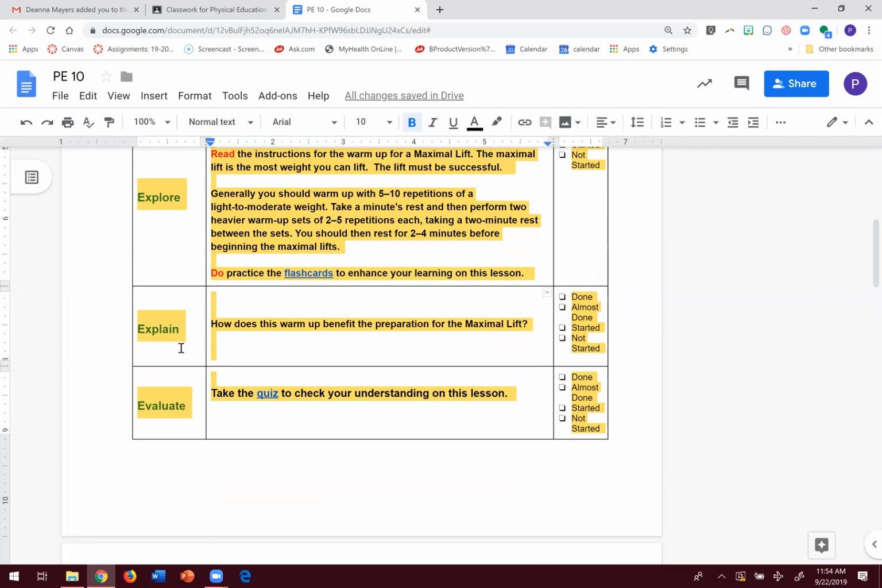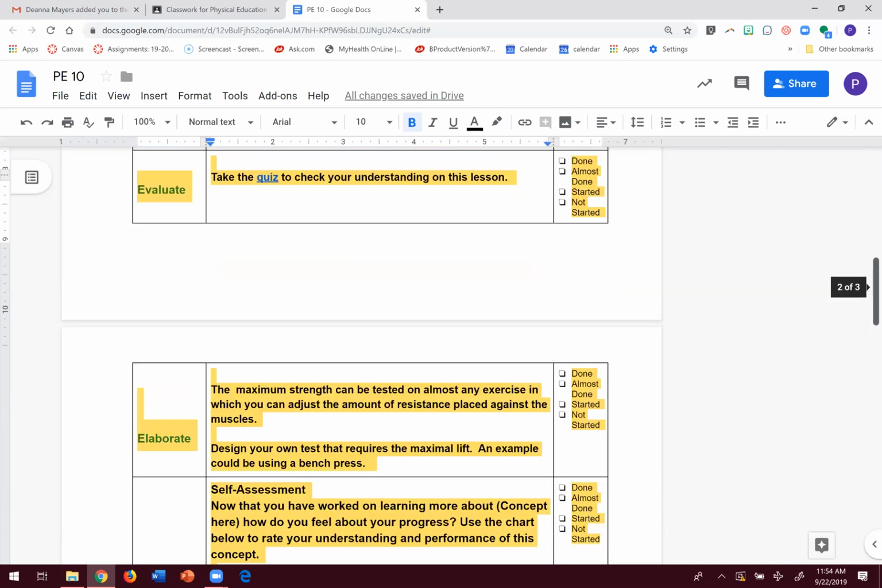Okay, so here's where it comes in that you will get graded. Normally in the explain section, I'll ask you to explain something. This will only require 1 to 2 sentences. Please do not think that you have to go into a long, involved, 5-page essay. So basically for this lesson, the explain section, which is worth 2 points, is simply: how does the warm-up benefit the preparation for the maximal lift? All right. In the evaluate, you'll be working through a fun quiz just as you do in Connect You.